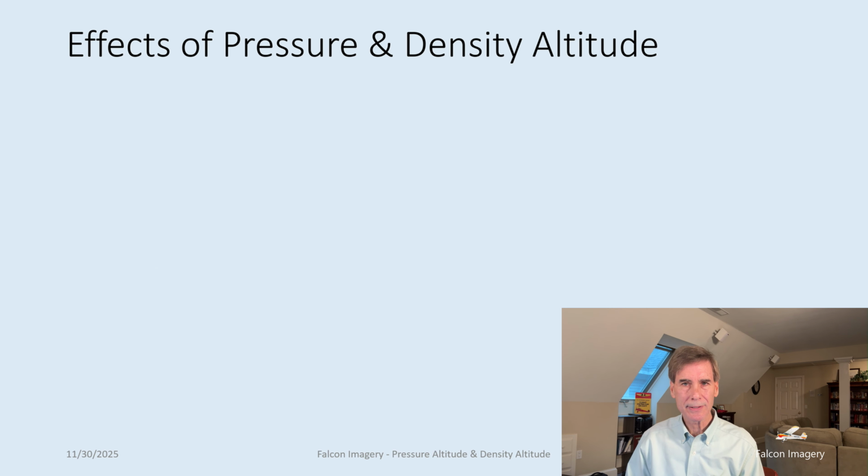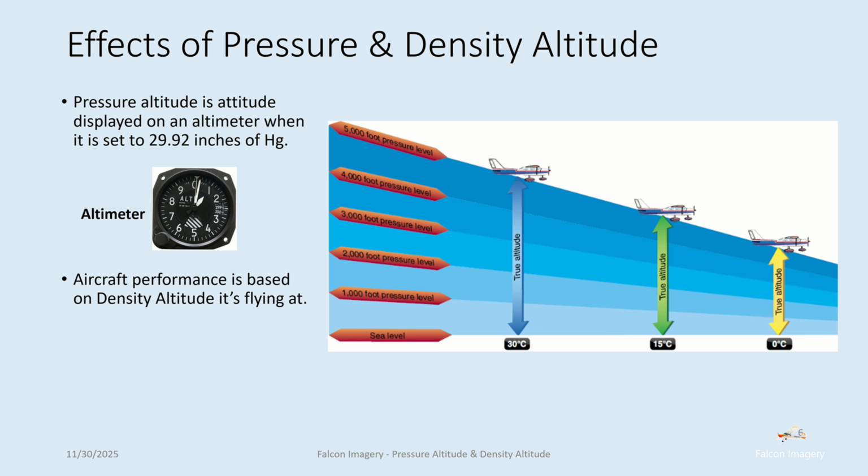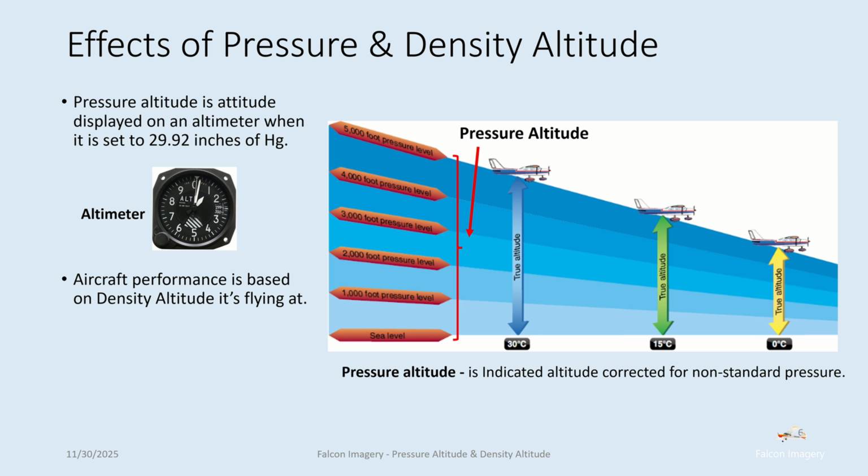So what are the effects on pressure altitude and density altitude? Again, pressure altitude is the altitude displayed on an altimeter when it is set for 29.92 inches of mercury by twirling that knob there on the left-hand side. Aircraft performance is based on density altitude as it's flying along, relative to temperature.